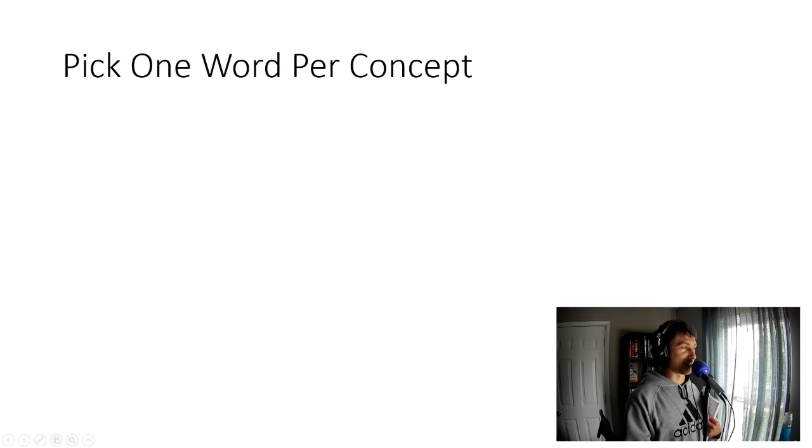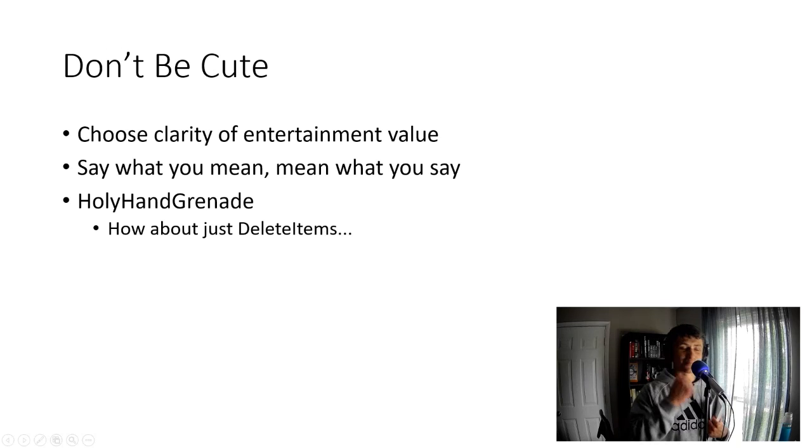This was a funny section. Don't be cute. So ultimately, Tim says you've got to say what you mean and mean what you say. It's better to choose clarity over entertainment value in your variables, methods, what have you, classes. So you could have a method that's like holy hand grenade, which is funny, okay. But how about you just call that method delete items?